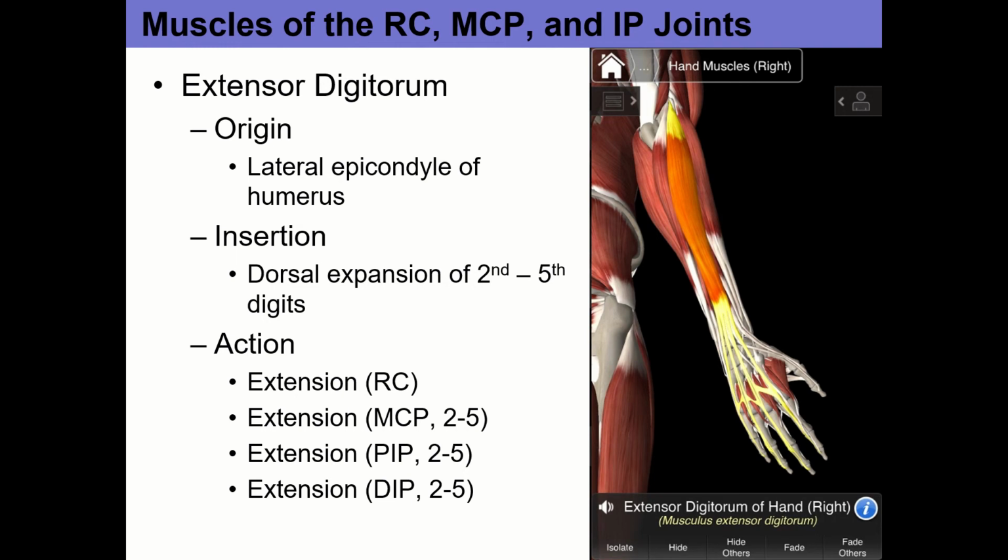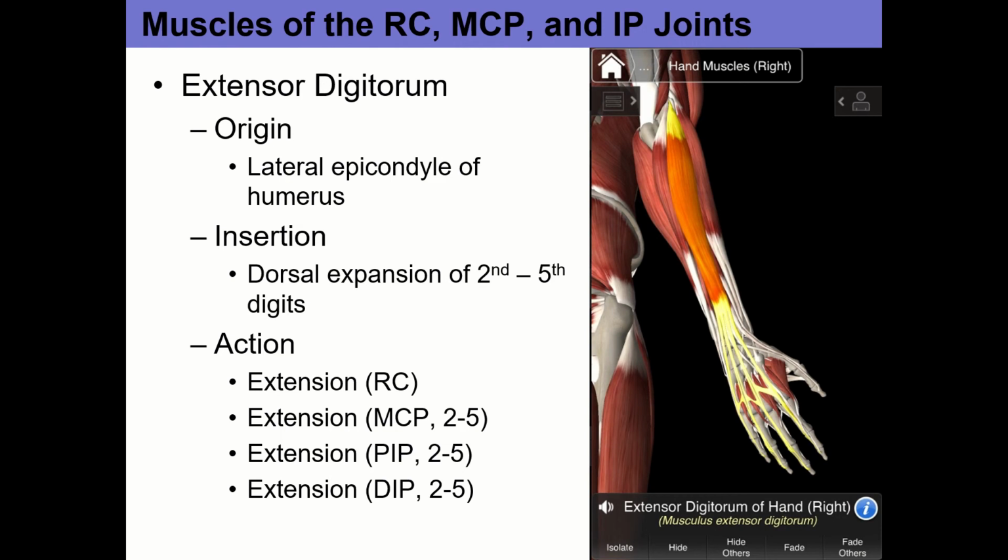So as with the previous two muscles, it originates from the lateral epicondyle of the humerus. Remember that the lateral epicondyle is where we've got the wrist extensor and then supinator group. Remember, supination occurs at the radio-ulnar joints. So it originates at the lateral epicondyle and inserts into the dorsal expansion of the second through the fifth digits. So in terms of finger numbering, remember that your thumb is number 1. And then the other ones, starting with the index finger out to the pinky, are 2 through 5 respectively.